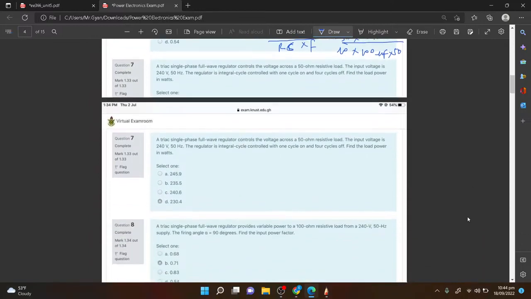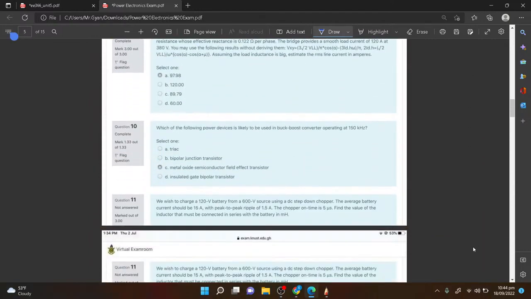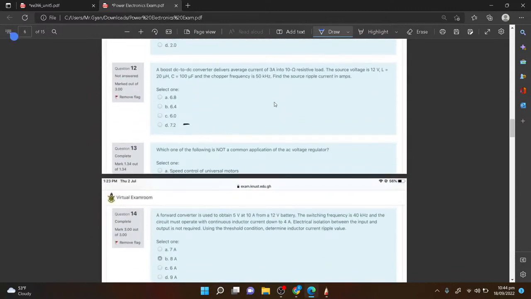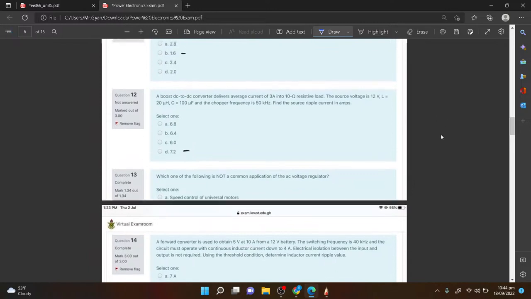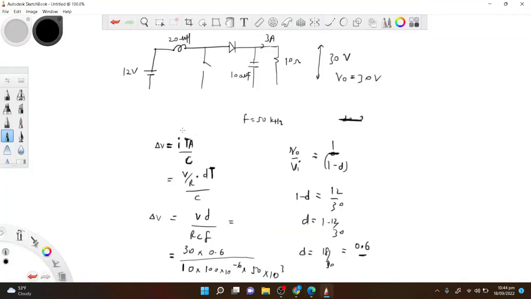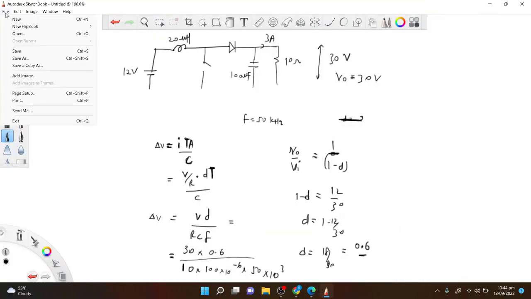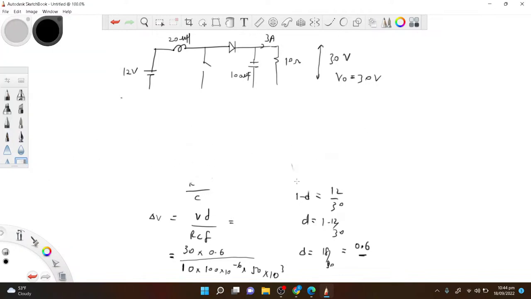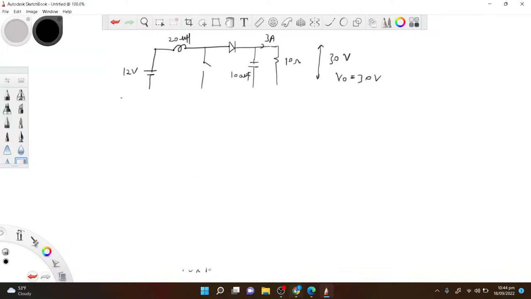Check if you see a boost DC. It's a different question, sorry. The same preamble, but here they say find the source ripple current.